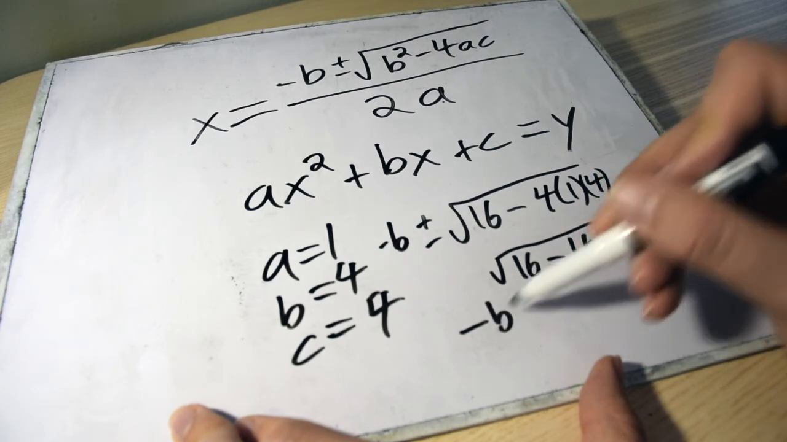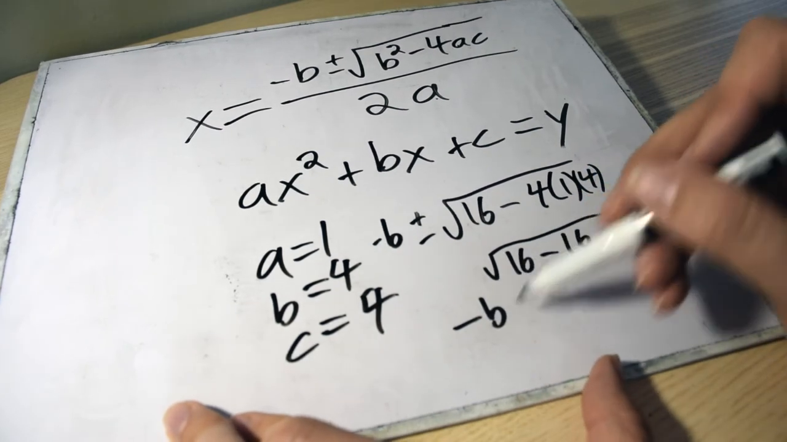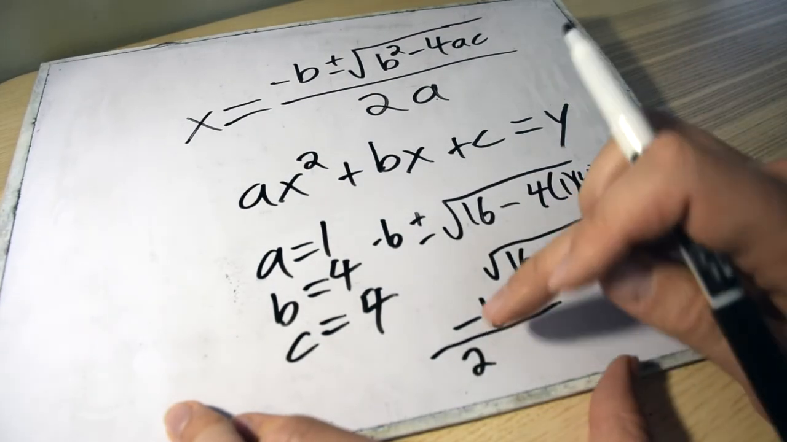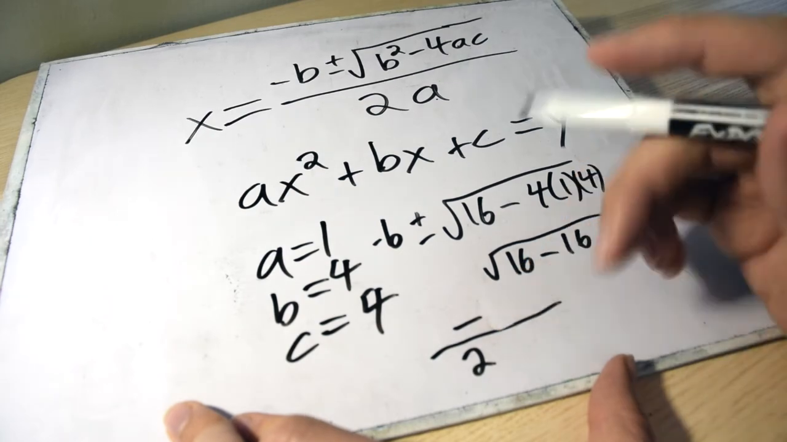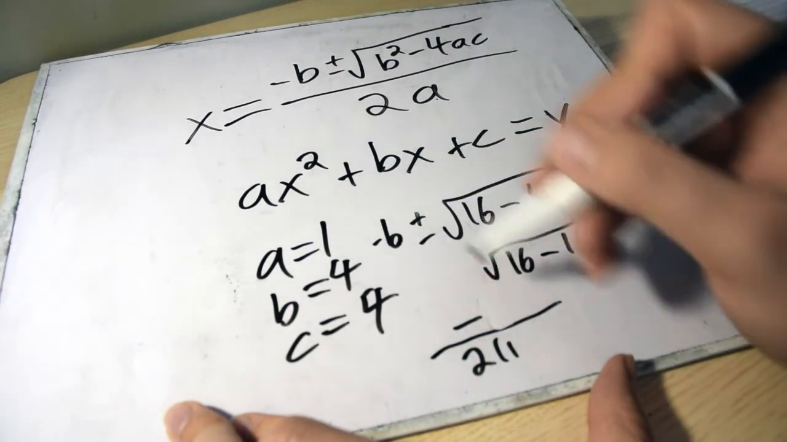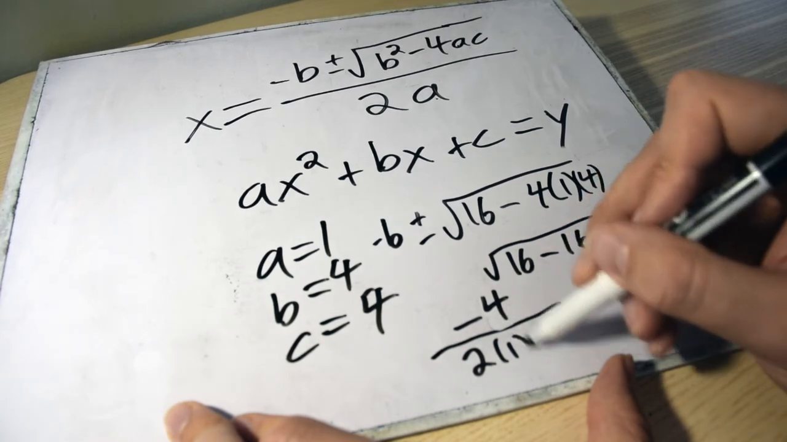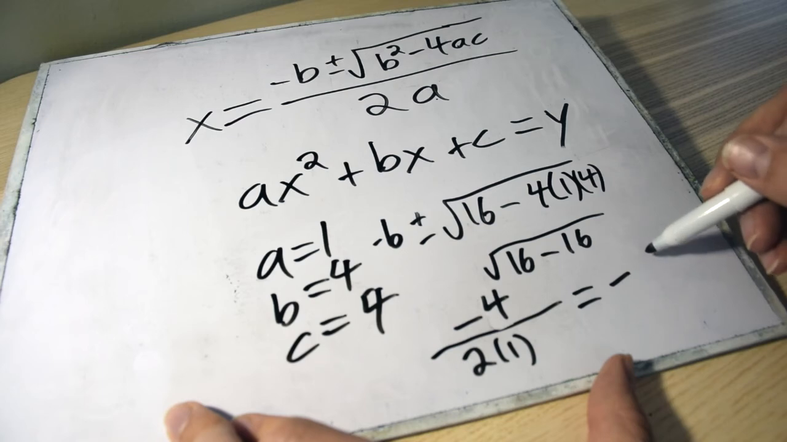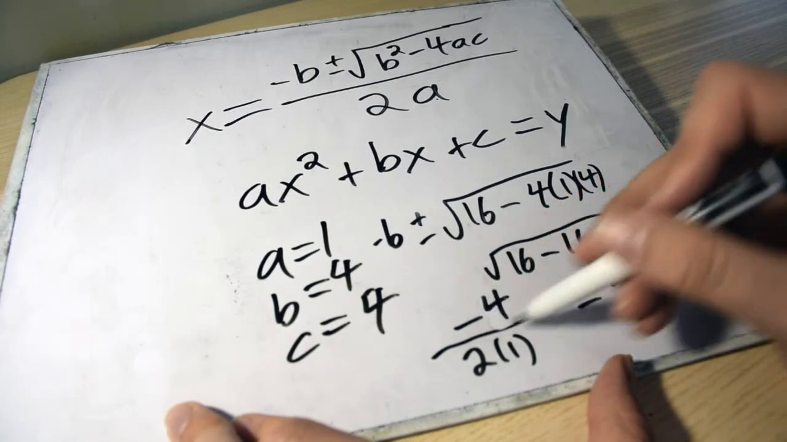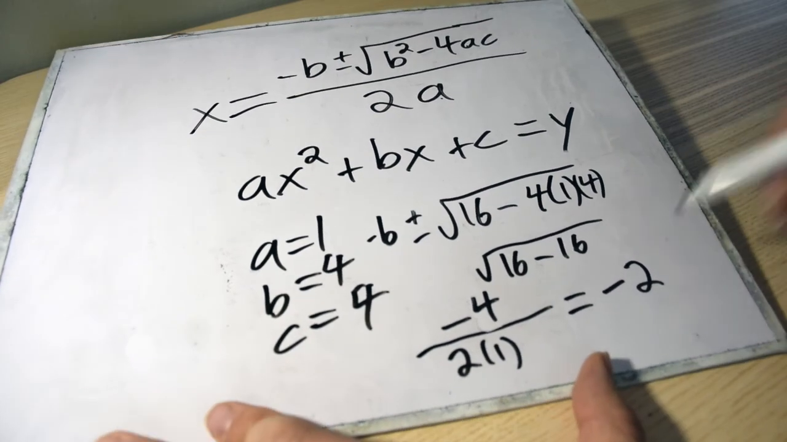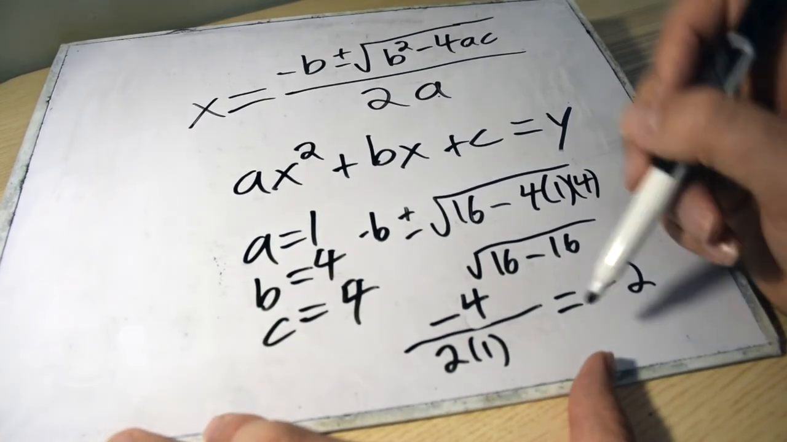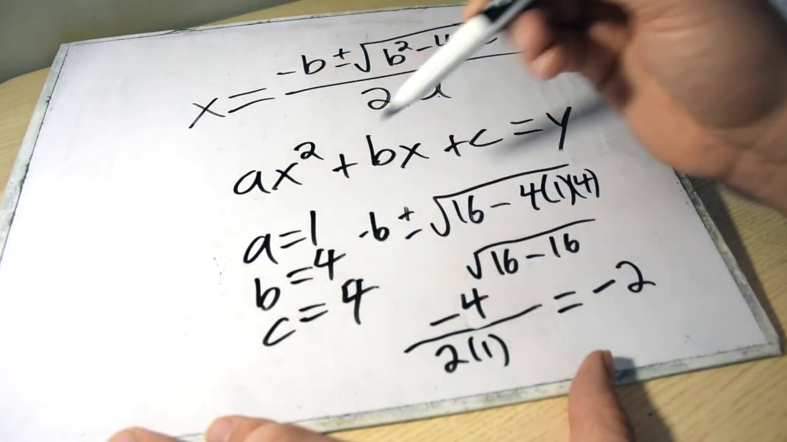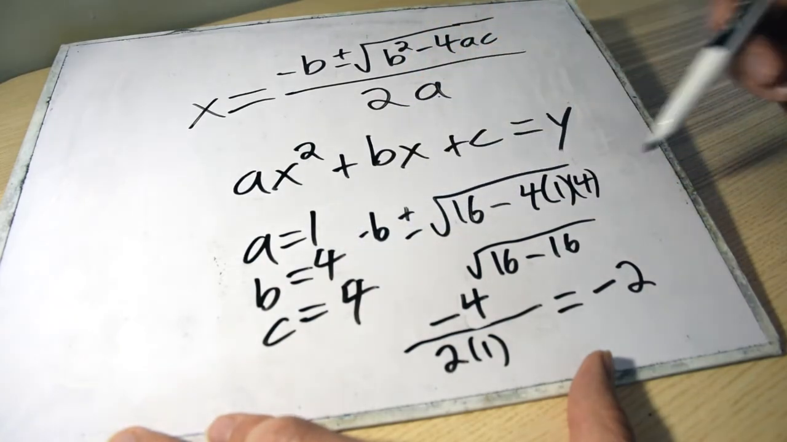So I end up getting negative b plus or minus 0, so we just leave that off, over 2 times 1, which is 2. And I put in b, which is 4. So negative 4 all over 2 equals negative 2. Negative 4 over 2 is negative 2. So that is the answer. X equals, when a equals 1, b equals 4, c equals 4. You just plug in those numbers.